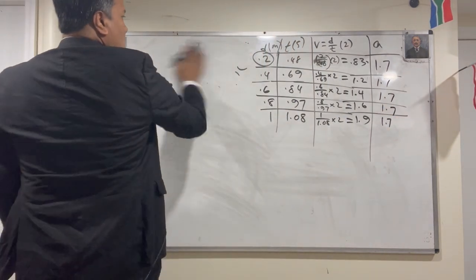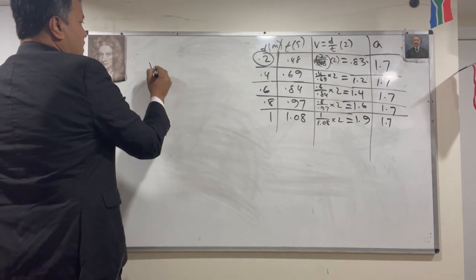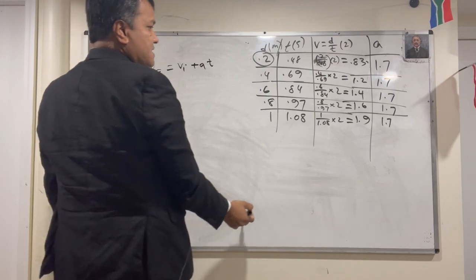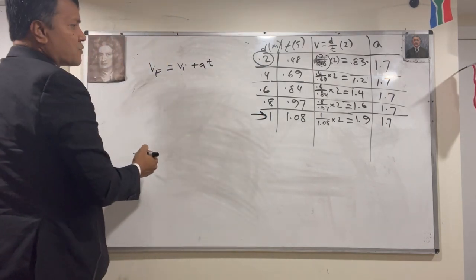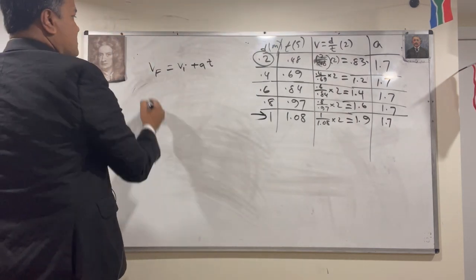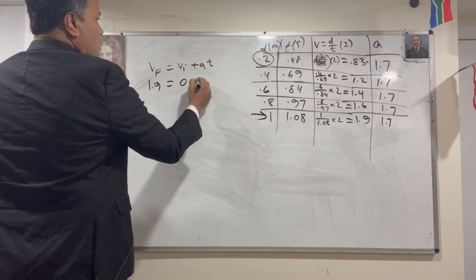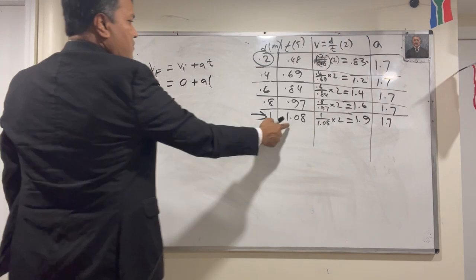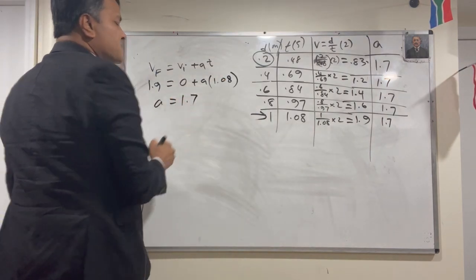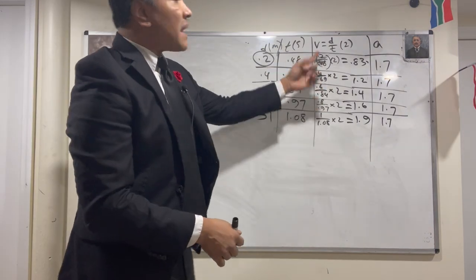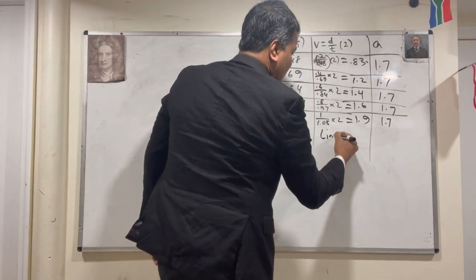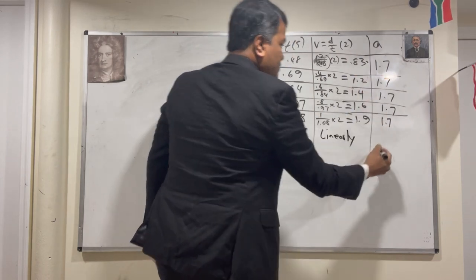If you want to find the acceleration a different way, Vf is equal to Vi plus at. For example, you want to find the acceleration at this point. Vf would be 1.9. So 1.9 is equal to 0 plus a, and then you have to find the time from here, 1.08. Acceleration should be 1.7 or very close. The velocity increases linearly, of course. It increases linearly, and this is constant.